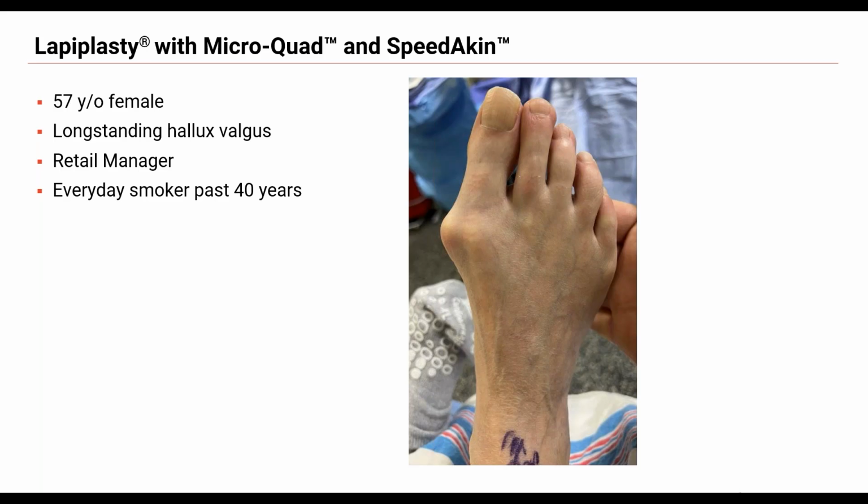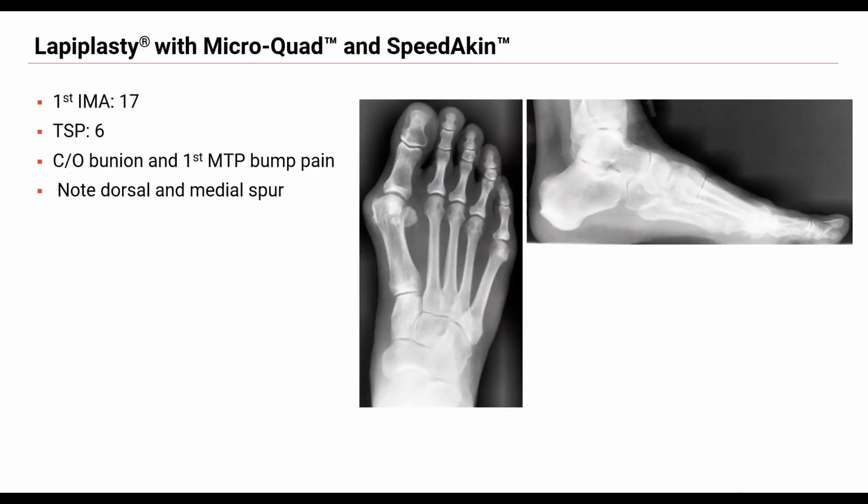So this is a 57-year-old female with a long-standing bunion, a retail manager, on her feet all day long. The one kind of wrench she threw in here was that she's been a smoker for the past 40 years. It gave me some hesitation. We did discuss the fact that I would definitely want her quitting prior to doing the procedure.